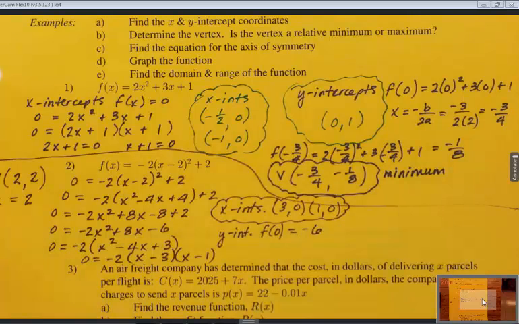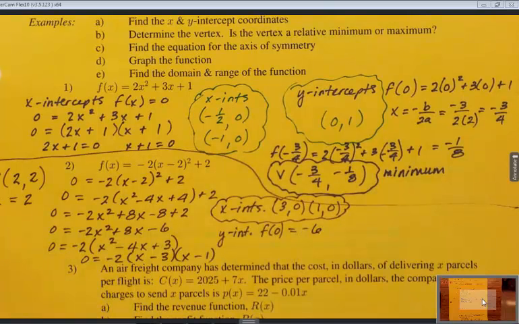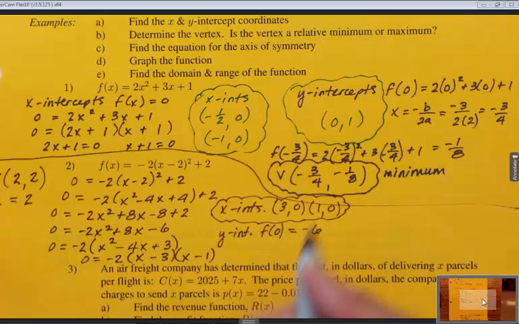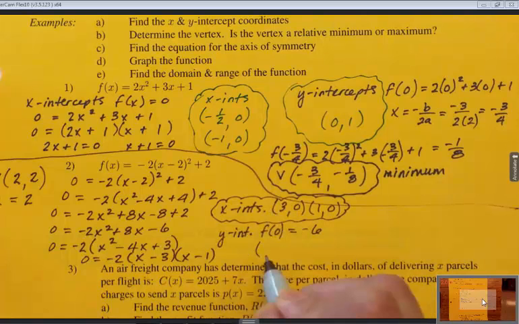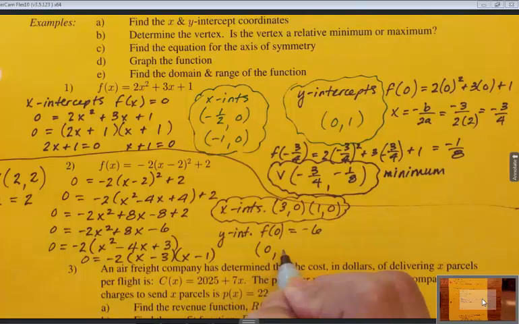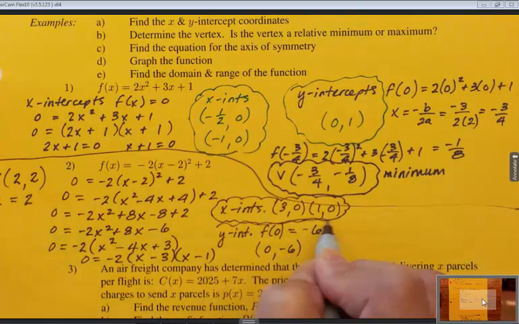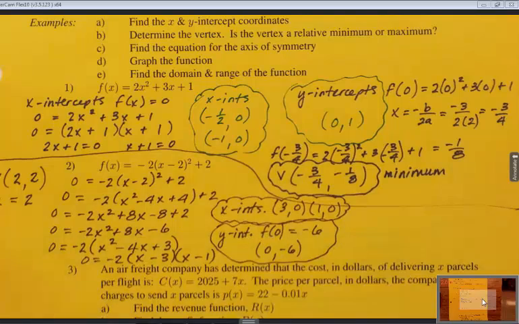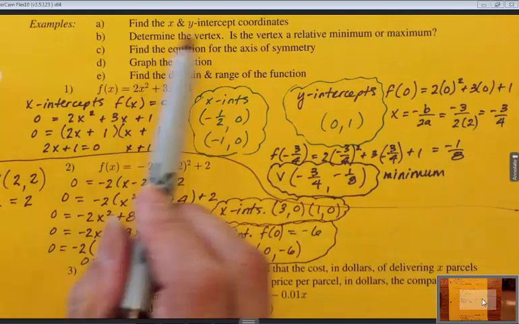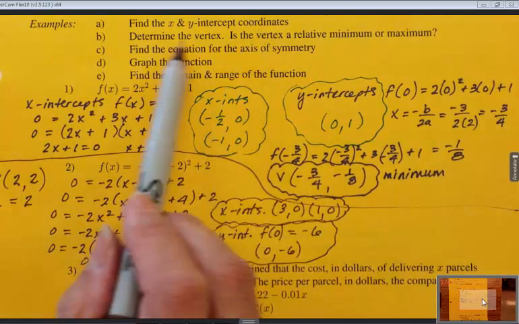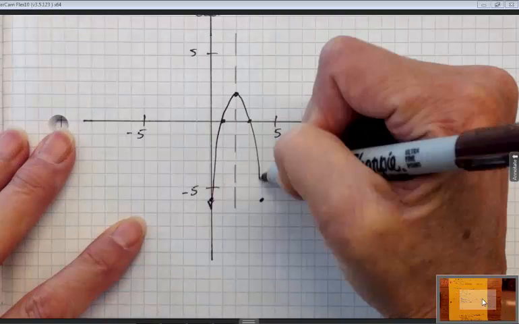So let's see, we found the coordinates of the intercepts. We figured out the vertex. Oh, is my vertex going to be a maximum or a minimum? It's maximum. Why? You have a negative sitting in front. Means it's unhappy. It's going to be sad. So it's going to be opening down. So yes, you're going to have a maximum vertex. Always start with the negative first.